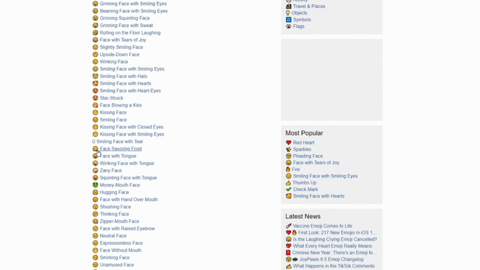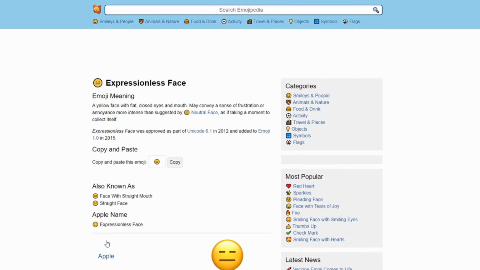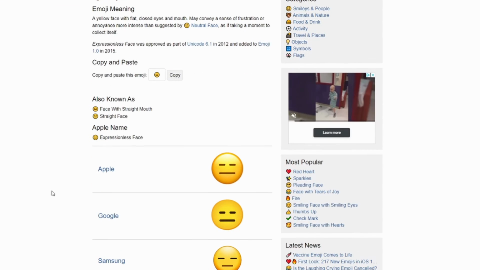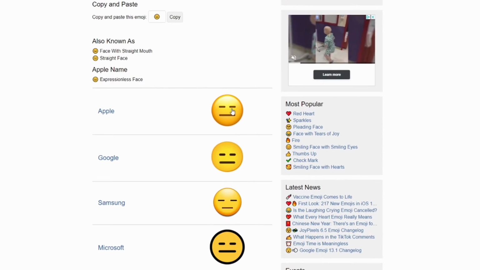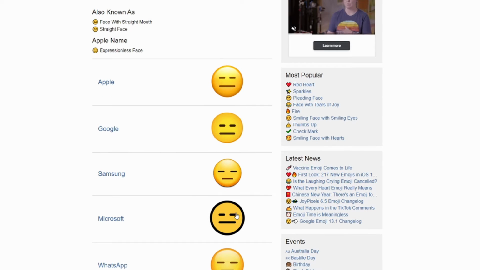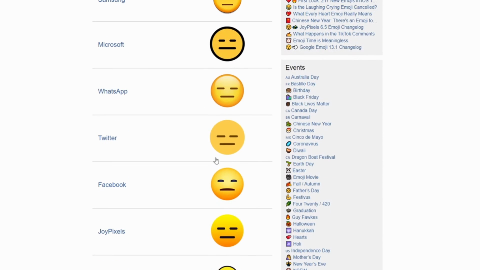And now we're going to go to the expressionless face, or the neutral face, or whatever. How can they mess this up, right? Two straight lines and a straight mouth. It's easy. It's not hard. I could make this emoji. They could say it's hard, but not this. I could make this. Okay.